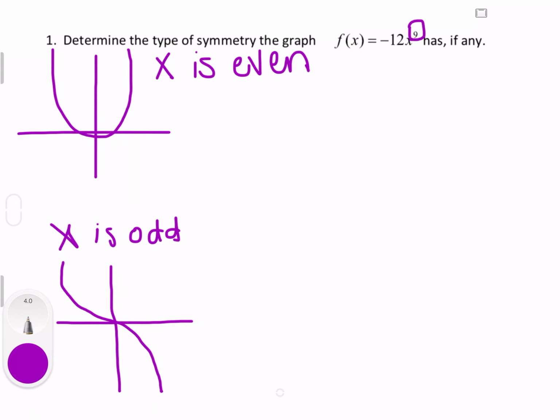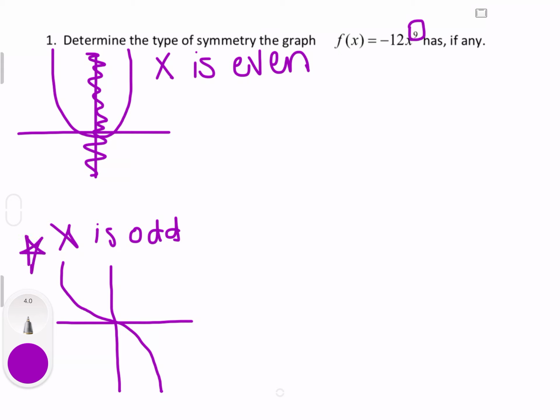And remember, if x is odd, your graph is going to look something like this, right? And whenever we have an even graph, we know that our symmetry is going to be across the y-axis, because I kind of think of it as where can you fold the graph so that the quadrants of your graph line up with each other.